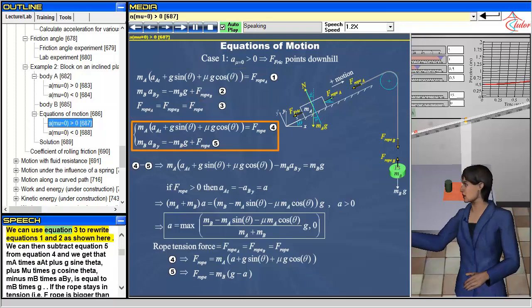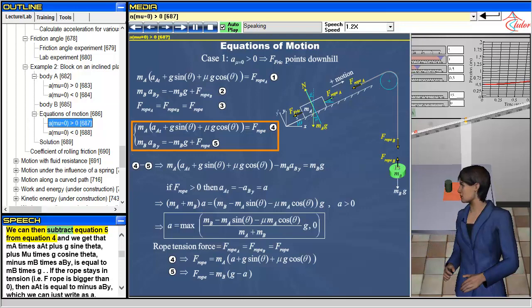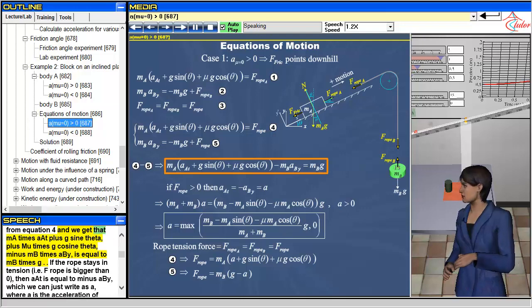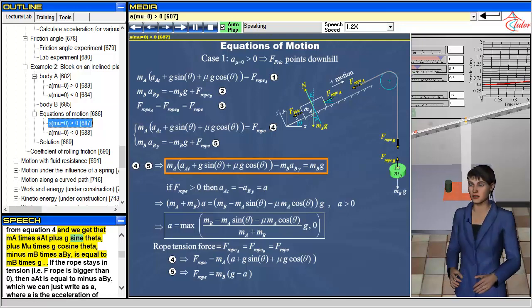We can use equation 3 to rewrite equations 1 and 2 as shown here. We can then subtract equation 5 from equation 4. And we get that ma times (a_A^t plus g sine theta plus mu times g cosine theta) minus mb times a_By is equal to mb times g.